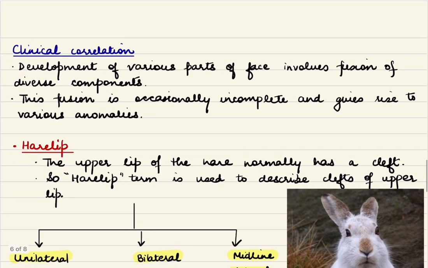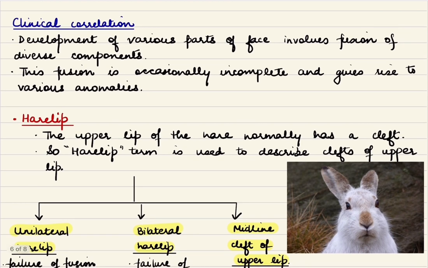Now coming to the clinical correlations of the development of the face. I'll cover the development of the nose and the development of the oral cavity, especially that of the palate, in a separate lecture. Now, coming to the clinical correlations, as we have seen, there is fusion of the various parts in development of the face. So, if this fusion is incomplete at any given stage, it leads to various anomalies.